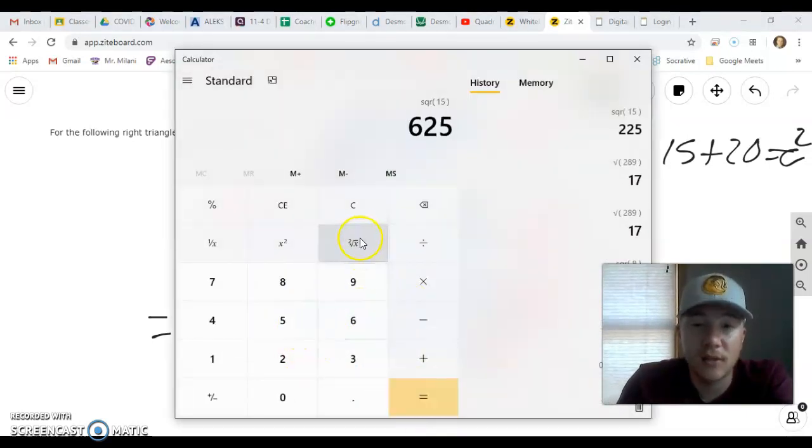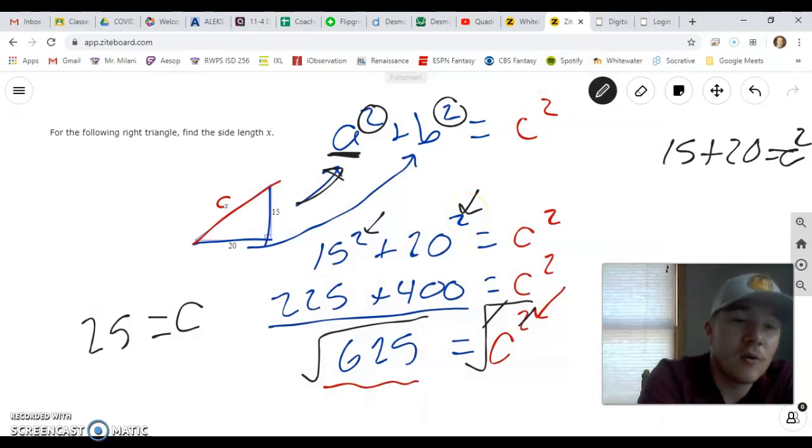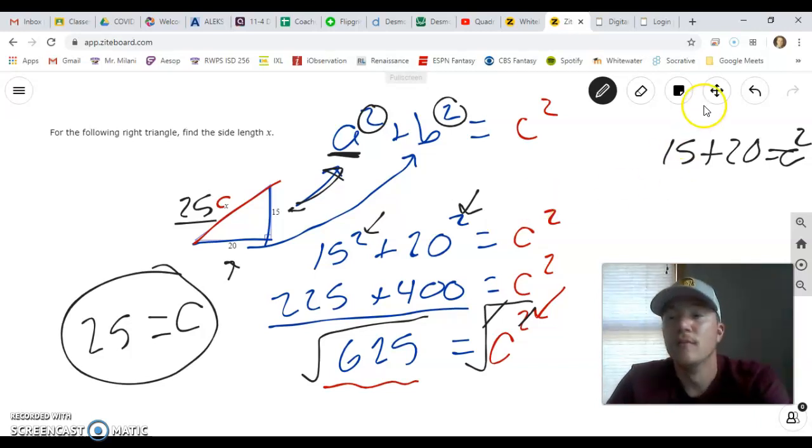You don't have that memorized. Do it on a calculator. It's 25. A nice round number for ourselves. So 25 equals C. Again, we double check to make sure it's bigger than the other two legs. It is, so at least that part is right. And my answer is going to be 25.